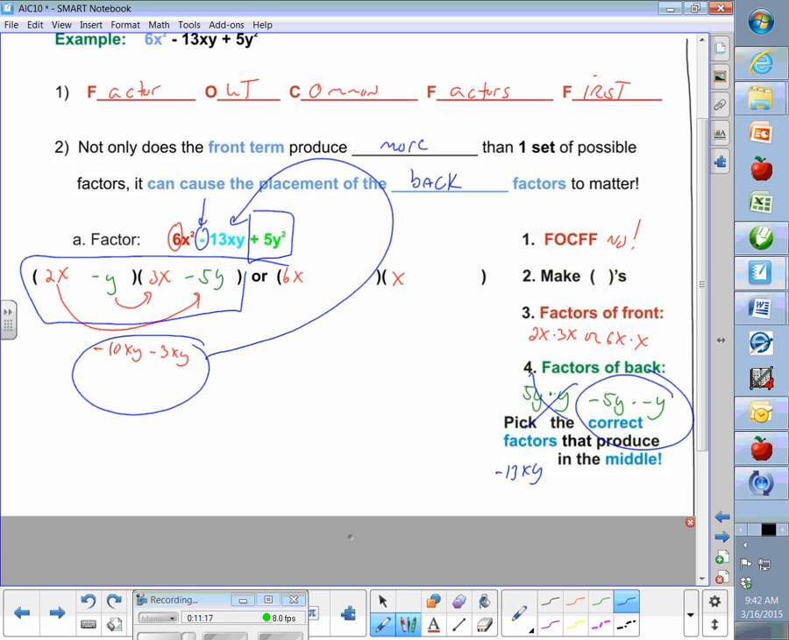Put the negative 5 in the front and the 1 in the back. Now you have a negative 2 and a negative 15. That's a negative 17. That doesn't work. The only time the negative 5 and the negative 1 work is when the negative 1 is in the front and the negative 5 is in the back. And that's what I'm trying to tell you. The placement of the back factors matters. You got to cycle through those choices. There wasn't that many on that one. So let's see if you guys can get better as we do some more.